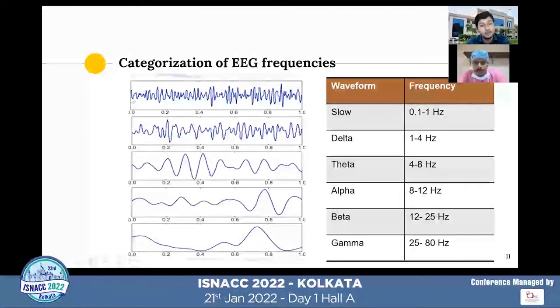If you see the waveforms, we can easily interpret that these waveforms look like higher frequency waveforms, and these waveforms are slower frequencies with higher amplitude. When the patient is awake, usually we will have higher frequency, lower amplitude waveforms. With increase in depth of anesthesia, the EEG waveforms change from higher frequency to lower frequency, higher amplitude waveforms.